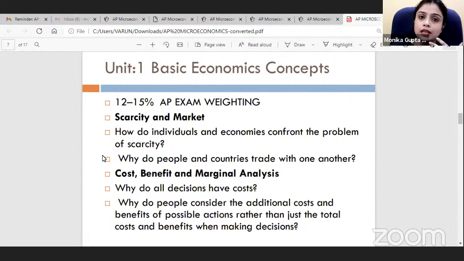If I talk about individuals and firms, they always take additional cost as a major decision tool. Rather than the total cost or the total benefit, the additional cost plays a very important role. So we are going to discuss this in unit 1.